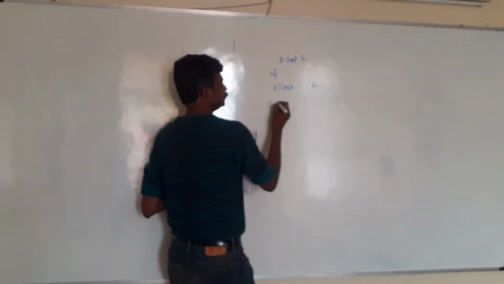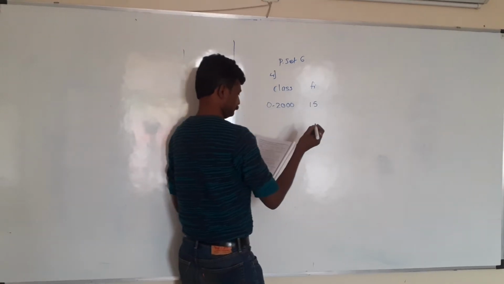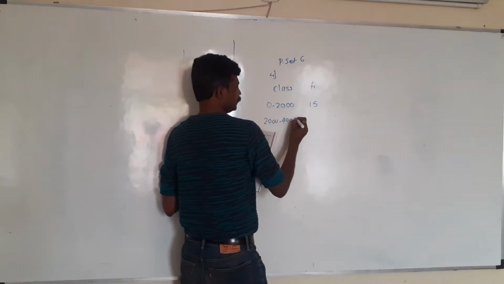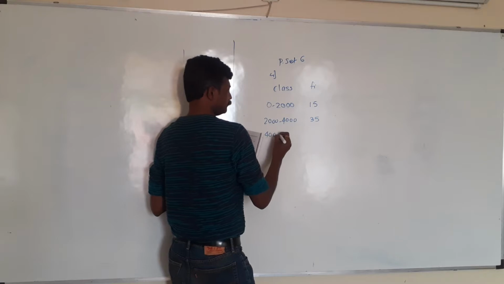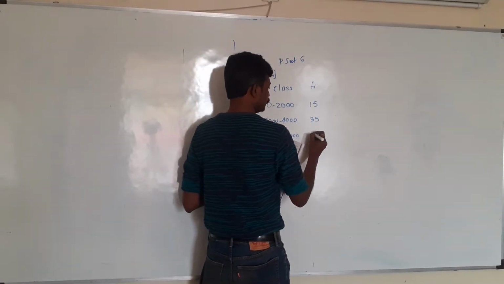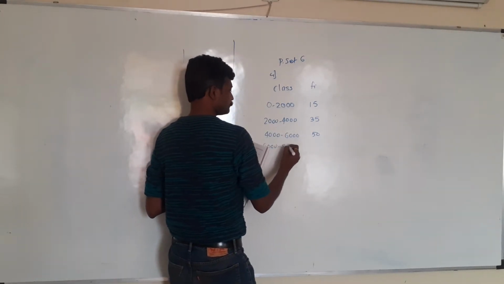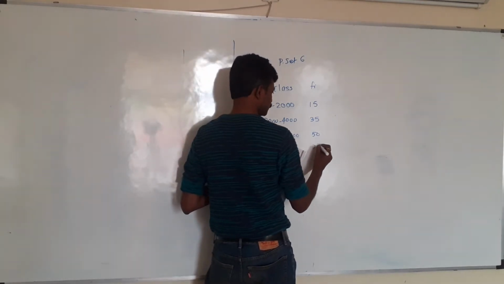First, the classes. 0 to 2000 is the first class. Number of workers are 15. Second, 2000 to 4000. Number of workers are 35. Next, 4000 to 6000 salary, weekly wages. Number of workers are 50. 6000 to 8000, weekly wages. Number of workers are 20.